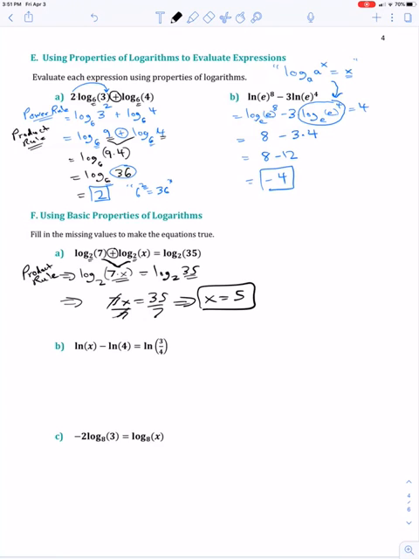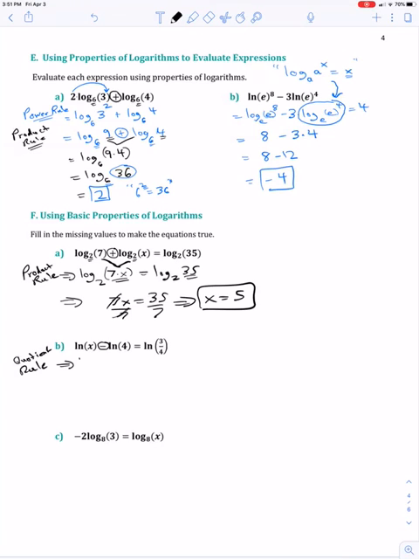All right, let's do the same thing in B. Now in B, I've got a difference of logs with the same base, two log base e logarithms. So I'm going to use the quotient rule. And the quotient rule says log of m minus log of n is log of m over n.